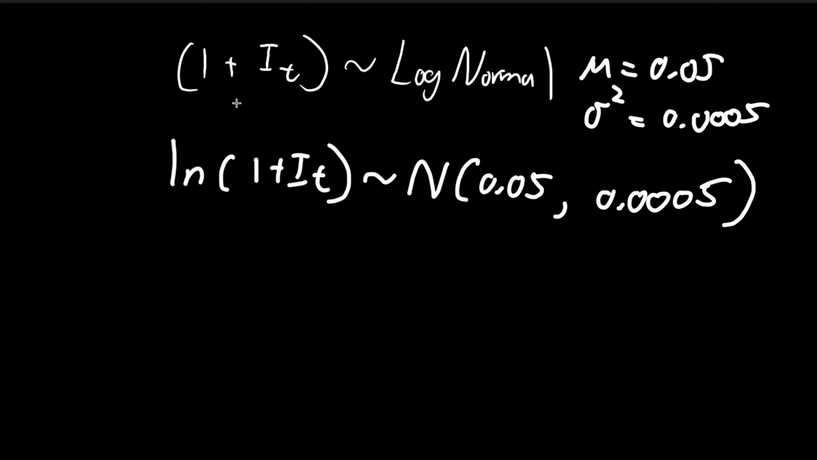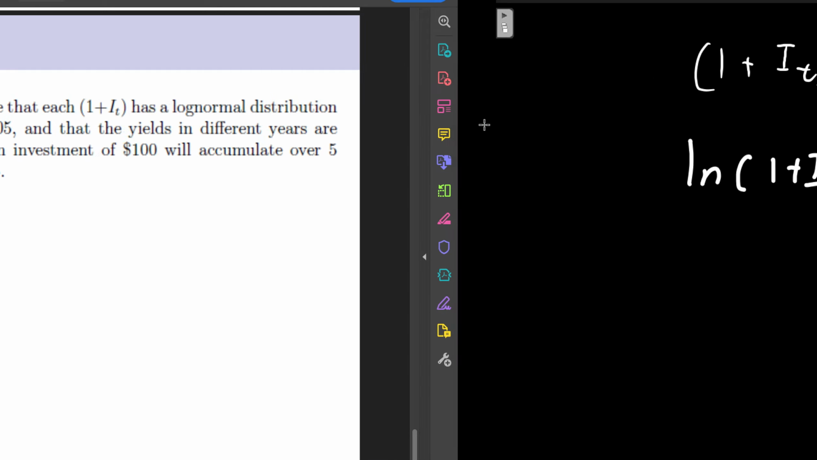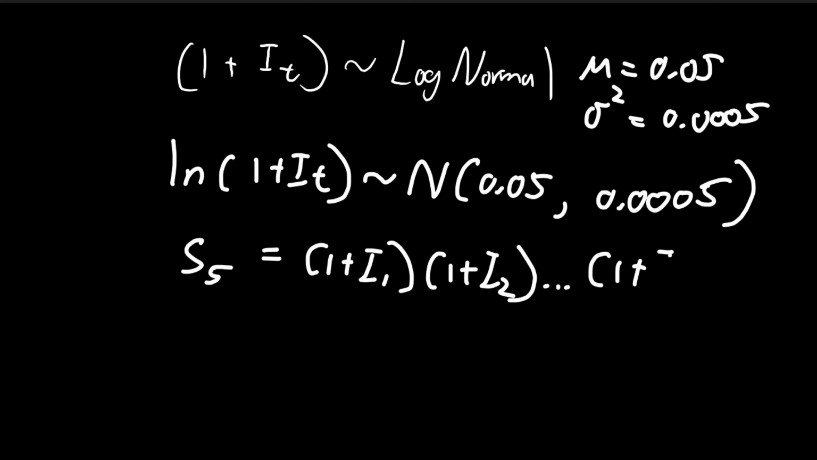Now we're being asked to find something that pertains to the accumulated value over 5 years. So before I do any calculations, I'm going to consider this term first, S5, and define it the same way as I did in the last video. It's really just the accumulated value from time 0 to time 5, only all of these are random variables. Since 1 plus i is log normal, S5 is also some weird random variable that is the product of 5 log normal distributions. So the distribution of S5 is not very apparent.